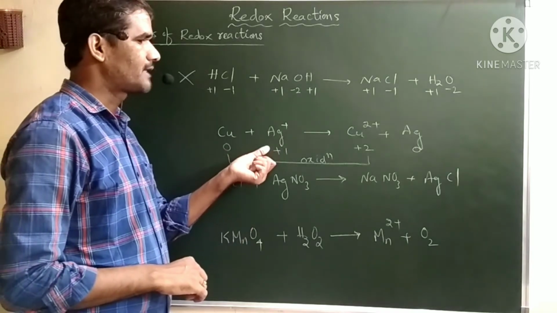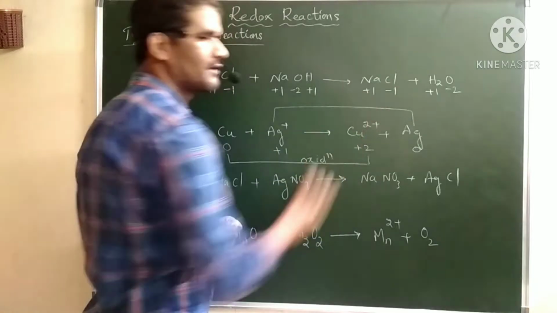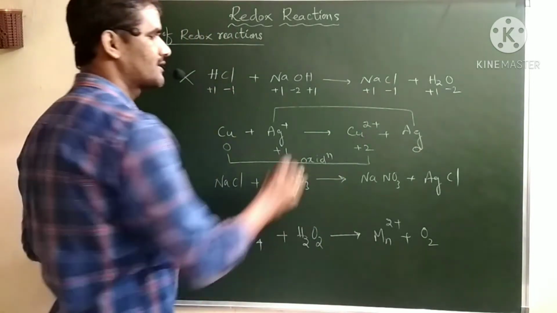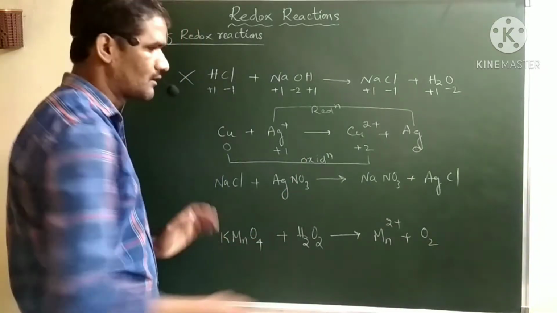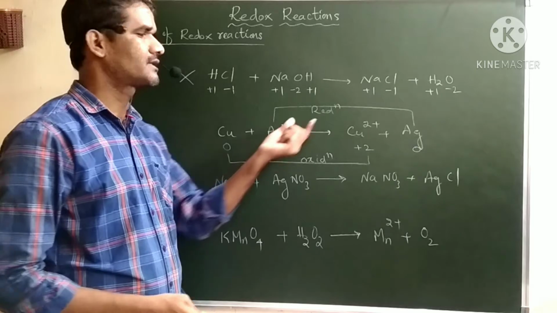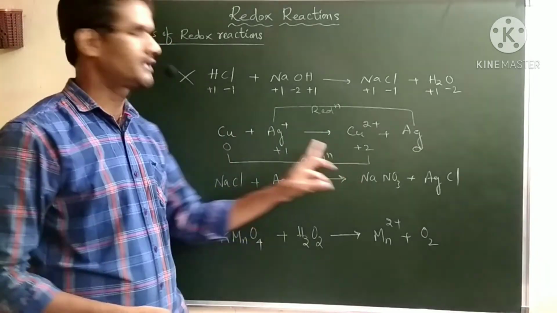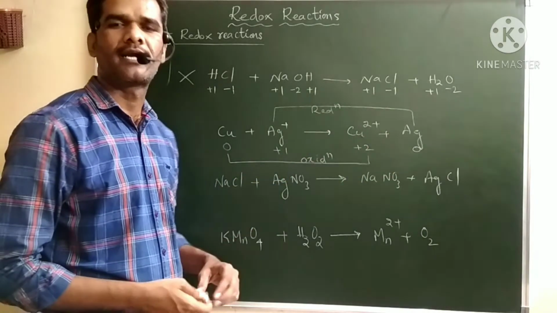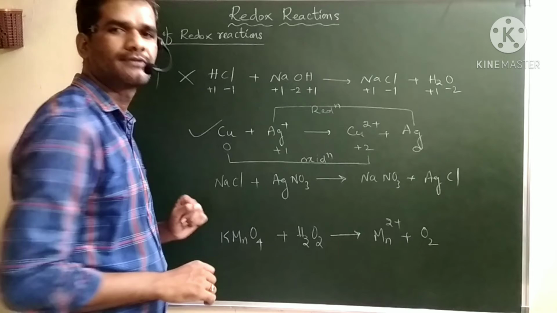And silver goes from +1 to 0. Here the oxidation state is decreasing, and if the oxidation state is decreasing, we can say this is a reduction reaction. Now this overall reaction consists of one oxidation reaction and one reduction reaction, meaning simultaneously copper undergoes oxidation and silver undergoes reduction. So you can say this reaction is a redox reaction.